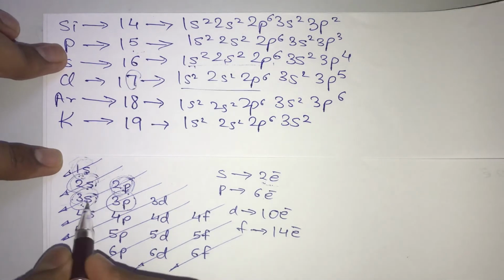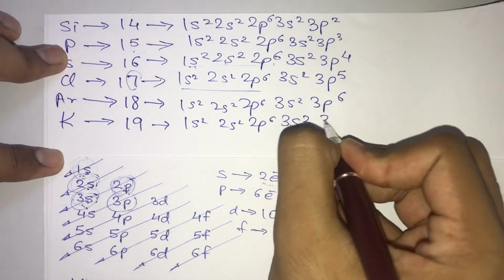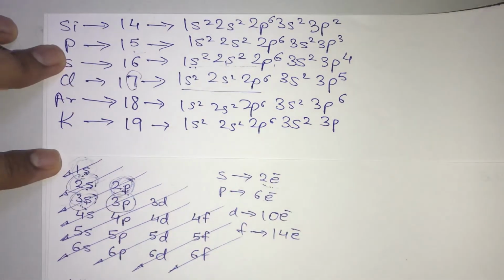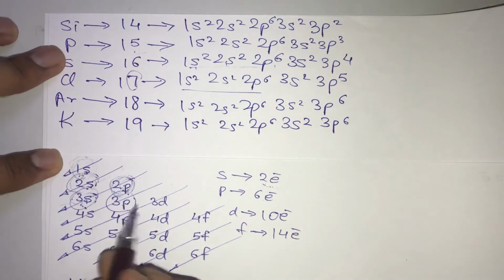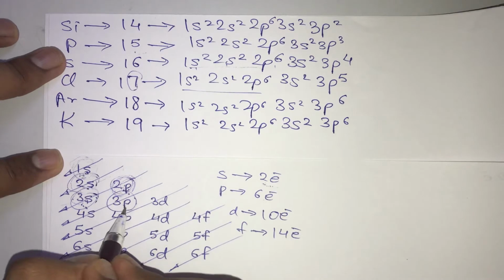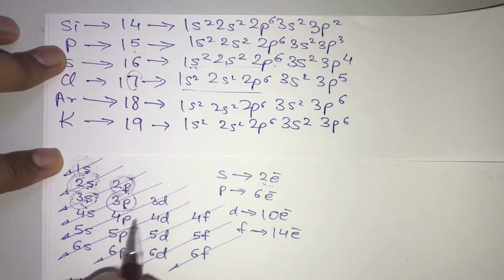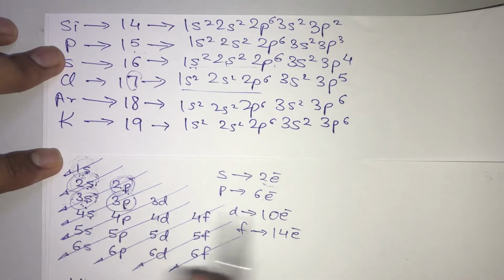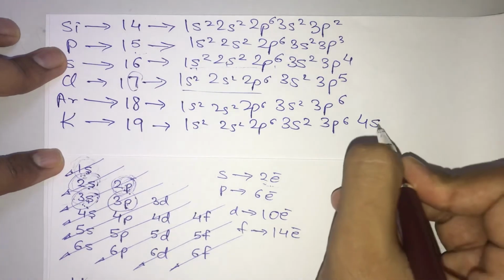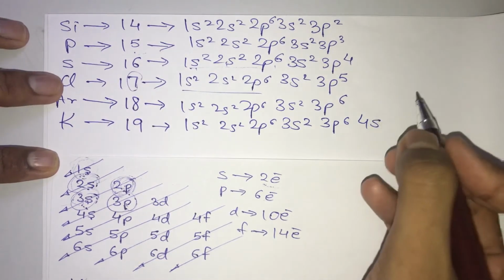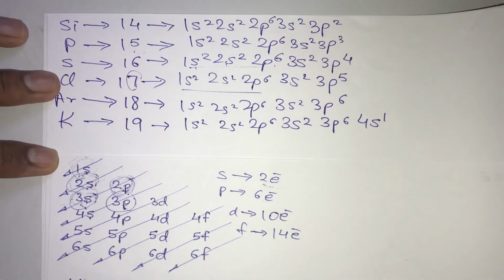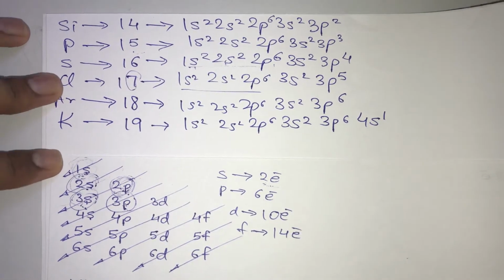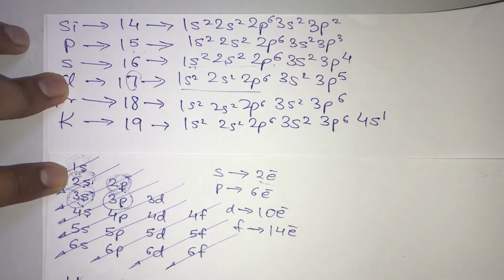So after 3s comes your 3p. This 3p cannot take all 7, but it can take a maximum of 6 electrons. So I will write 3p6. And after 3p, we are still left with one more electron. So for the next one electron, we are going to go to the next one, that is 4s. Although s can take a maximum of 2 electrons, we have only 1 electron left, therefore you are obviously going to write 4s1.